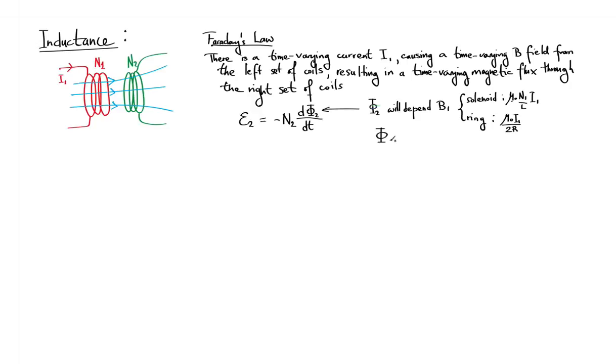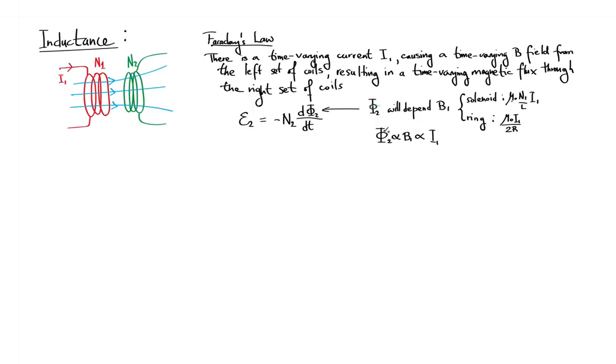Phi 2 will be proportional, that's our proportional symbol, to the magnetic field generated by this left solenoid. And we know in all of our equations, whether it's a solenoid or a ring or a wire, the magnetic field is always going to be directly proportional to the current, right? If I double the current in this ring, the field will double. If I double the current in a solenoid, the field would double. If I double the current in a wire, the field would double. So basically the field is always proportional to the current.